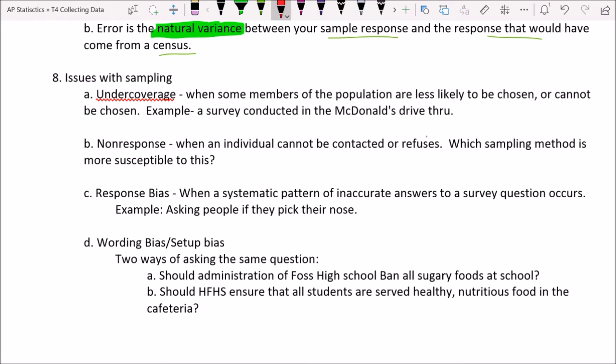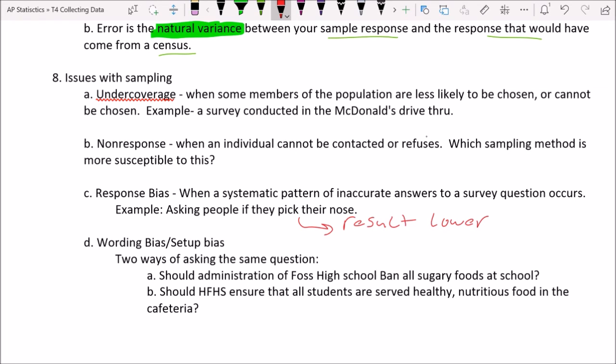Okay. Response bias. This is when there is some sort of systematic pattern of inaccurate answers to a survey question. So a classic example is if we ask people if they pick their nose. So if I'm in class and I say, all right, I want everybody who picks their nose to raise their hand. Well, if everyone can see that you're going to raise your hand and you're going to be outed as a nose picker, then even if you're a nose picker, you're probably not going to do that. So the reason that's a bias in this example is the result you get from asking this question is probably going to be lower than the truth.